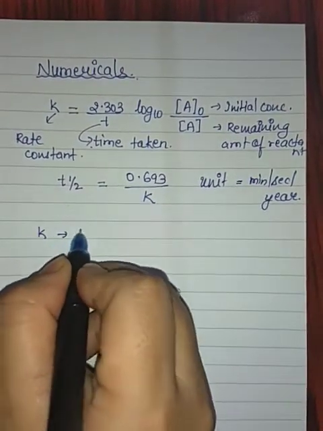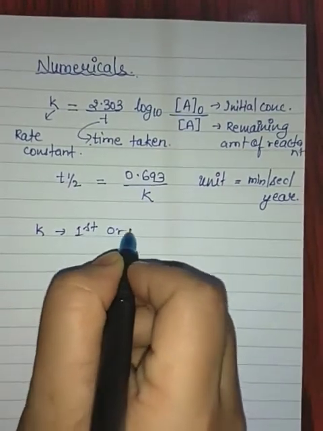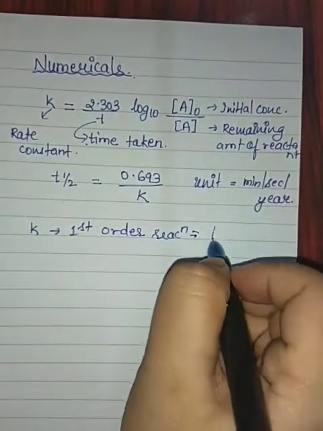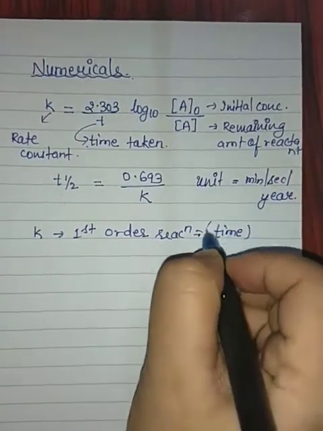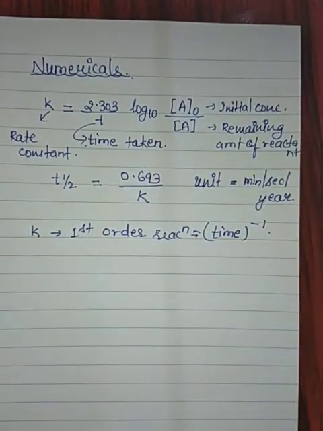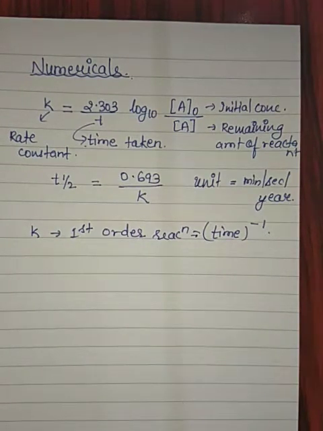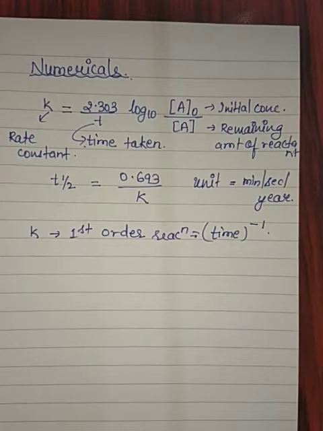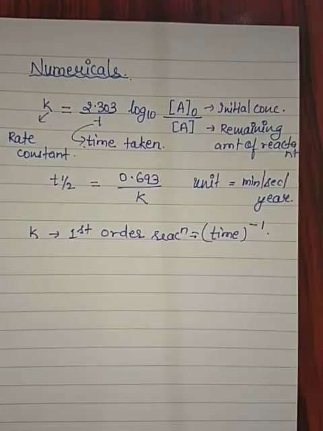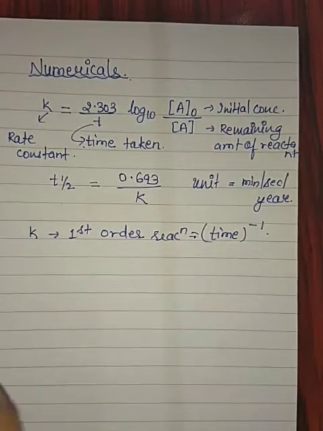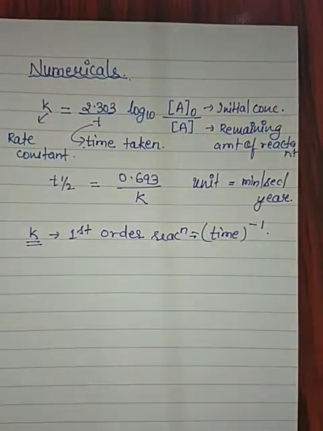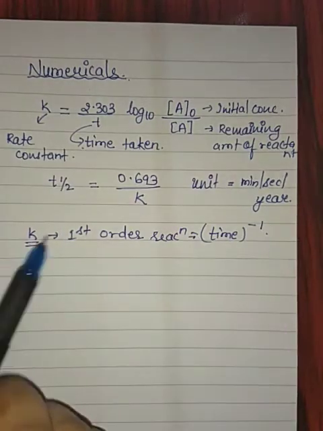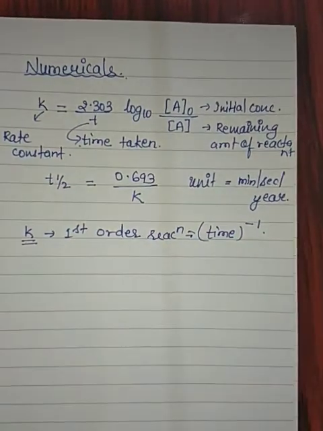The unit of k for a first order reaction is always time inverse. So if it is second, second inverse. If it is minute, minute inverse. If it is hour, hour inverse. Day, day inverse. Year, year inverse. So by looking at the unit of k, you can predict whether the reaction is zero order, first order, second order or third order. For first order, it is always time inverse.